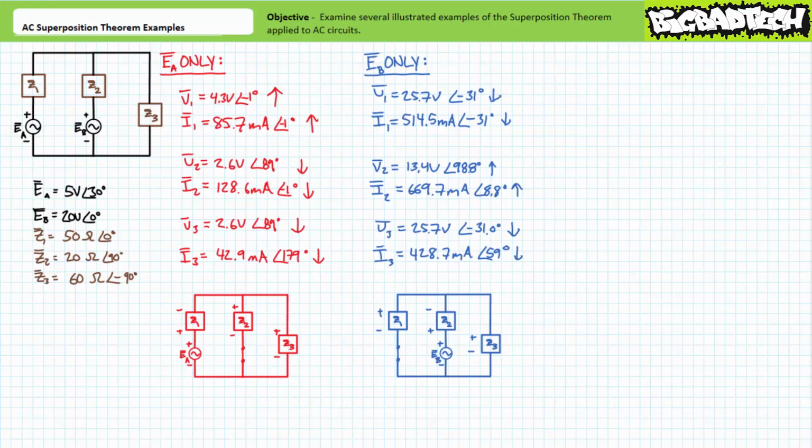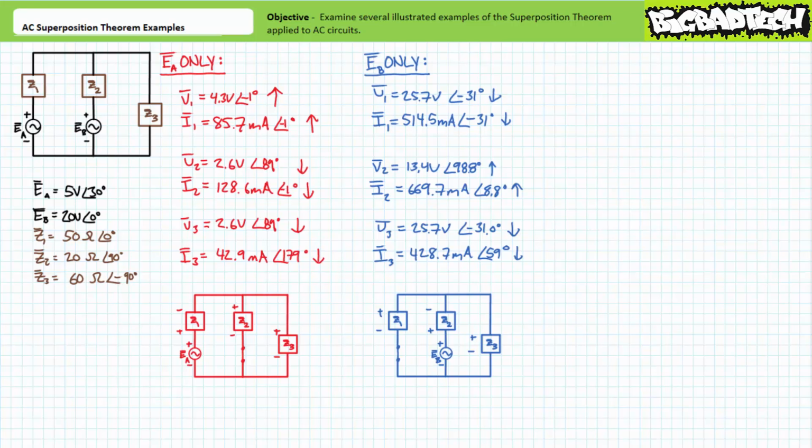By the way, you are totally free to consider the opposite interpretation and assume EA's contribution is positive and EB's contribution is negative. However, realize any result using this alternative interpretation would also include a 180-degree phase shift indicative of the flipped polarity and direction. Regardless, the magnitude would still be correct.